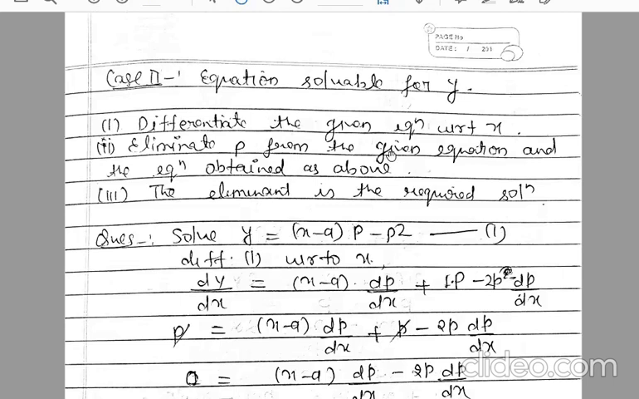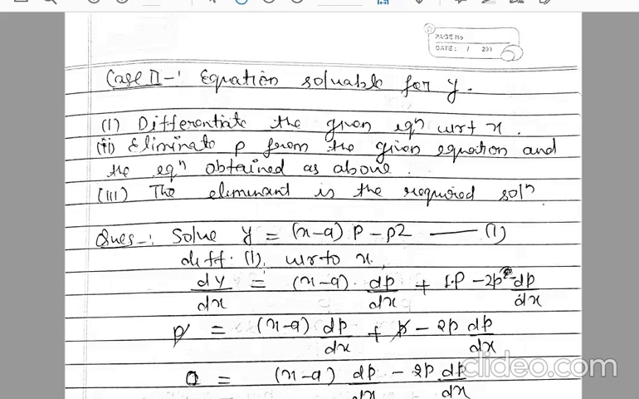Eliminate p from the given equation and the equation obtained as above. The eliminant is the required solution. So if we have our equation and we are solving for y, we have to differentiate our equation with respect to x. Now solve: y is equal to (x minus a) into p minus p square. We can see there is one more p, so we can apply case second here. We cannot apply first case.